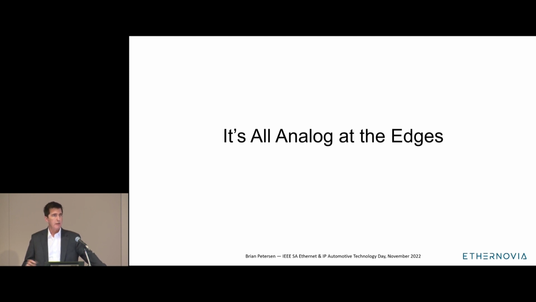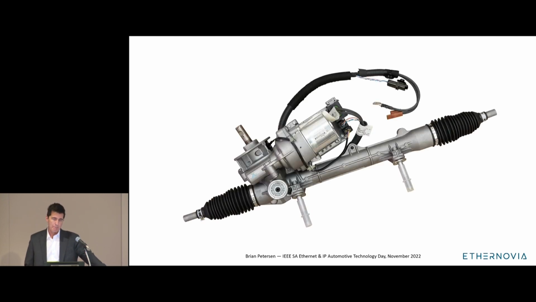So to a first order of approximation, it's all analog at the edges of the network. Every sensor or servo either provides or requires an analog signal. Now, simple things like mechanical switches are essentially binary, but we'll disregard those for the sake of this discussion. Let's consider, for example, an electric power steering unit. Its sensors include motor temperature, motor current, steering angle, and steering wheel torque. Its servo is, of course, the electric motor itself. I think we can all envision these as being analog functions.